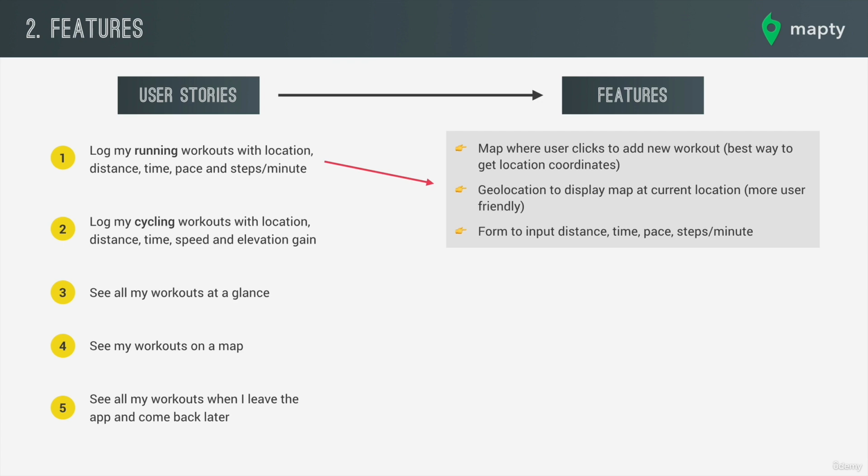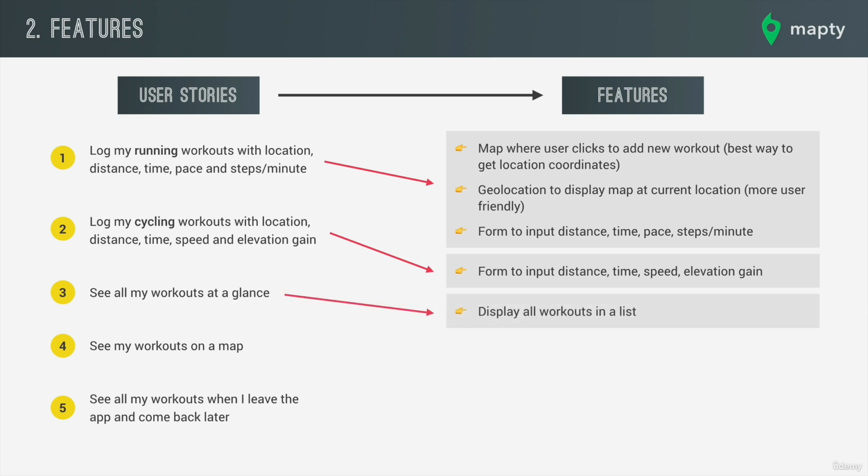I mean, we don't really need them, but they're nice to have because they allow us to satisfy the user story. And so let's now take a look at the second user story. And so for this one, we're going to need a form that is very similar to the first one, but this one has to ask for the elevation gain instead of the steps per minute. Then the user wants to see all the workouts at a glance, and so therefore we're basically just going to have a list with all these workouts. Then the user also wants to see them on a map, and so therefore we will have a feature basically displaying all the workouts on the map as well. And lastly, the last user story basically says that the workouts should of course persist over time. And so there are multiple ways of doing that.